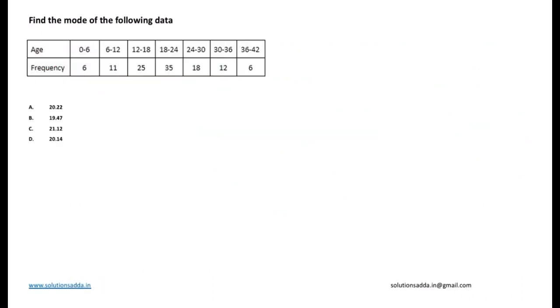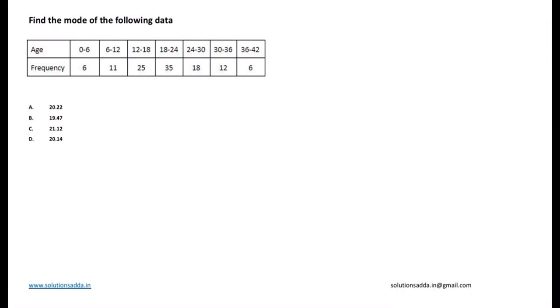This is a question from engineering mathematics. Here we need to find the mode of the following data where we have been given the age ranges and the frequency of each age range. Options are 20.22, 19.47, 21.12 and 20.14.